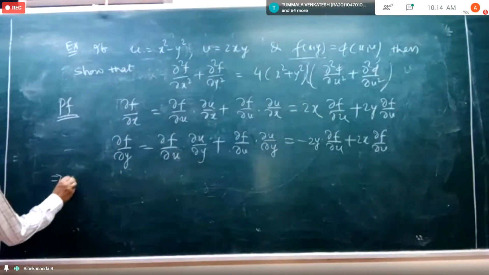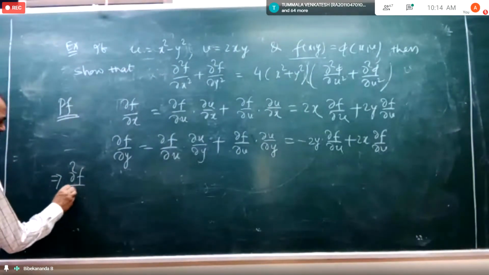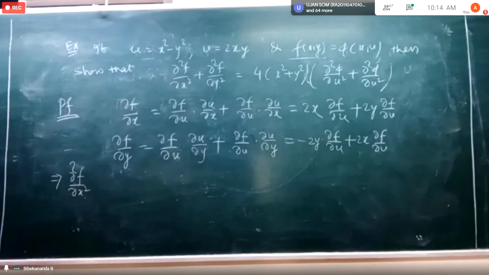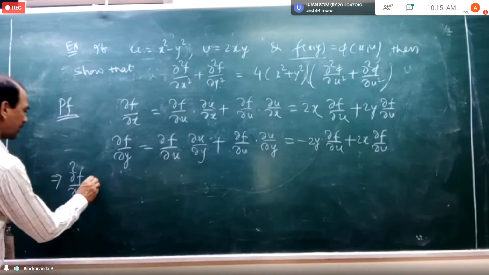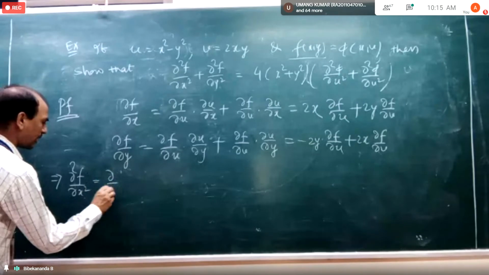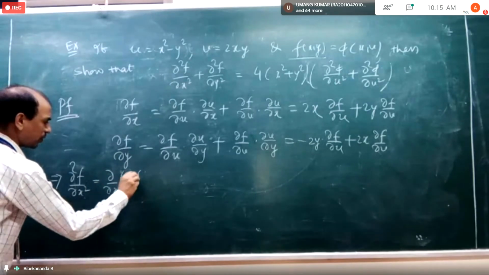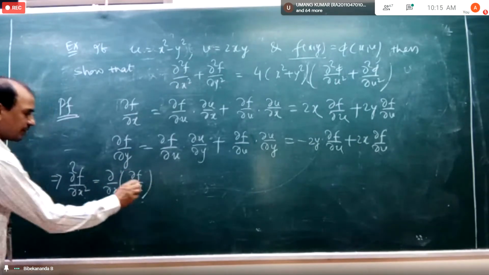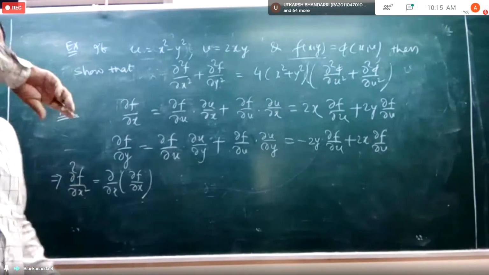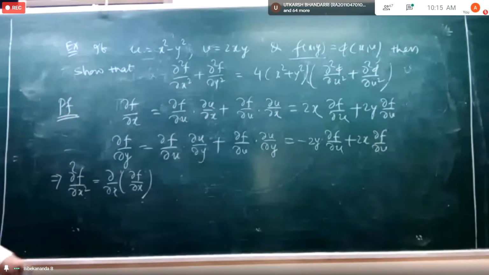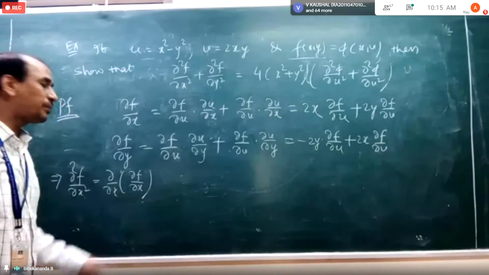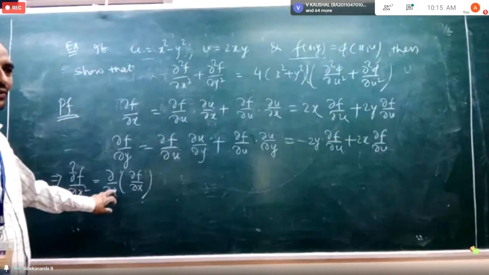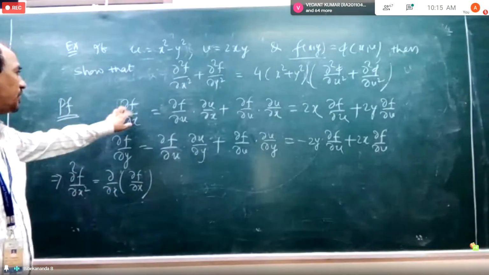And so that implies dou square f by dou x square. We can write it as dou by dou x of dou f by dou x. Okay. Now can you tell me what will be the chain rule of this one?